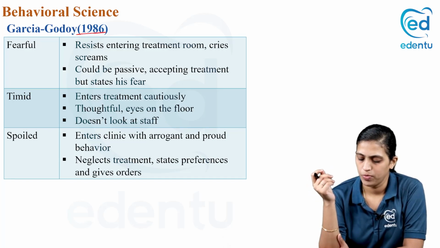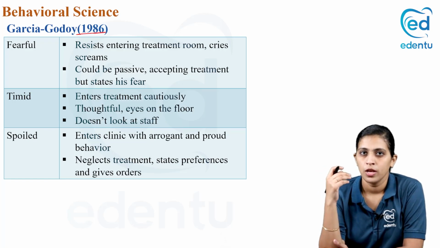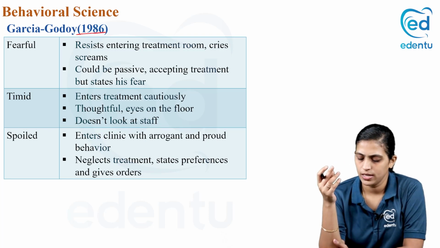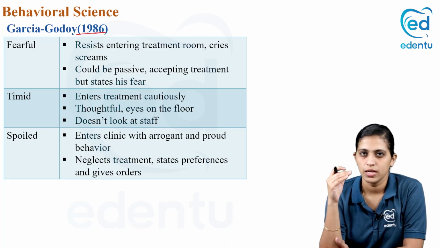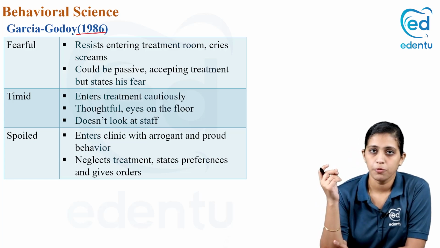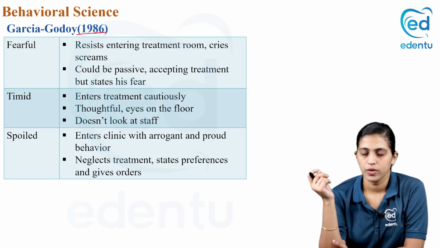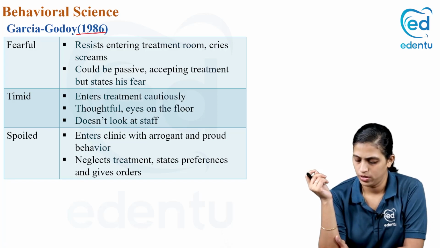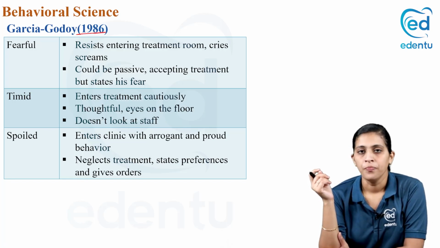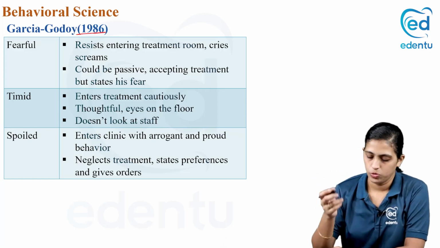Next is the timid type of behavior. They enter the treatment room very cautiously. They hesitate to look at the dentist or other staff. Most of the time they are very thoughtful and keep staring at the floor. Next is the spoiled type of behavior. These children enter the clinic with arrogant and proud behavior, they neglect treatment, state their preferences and give orders on what should be done.